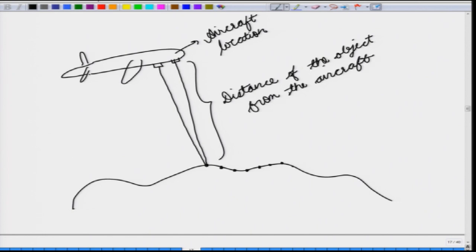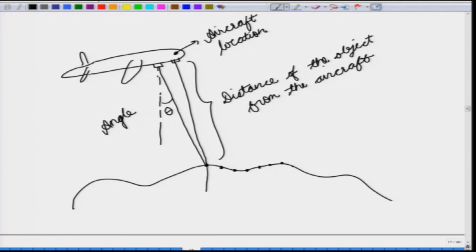And third, you need to find out the angle. So, if this is say the vertical, then what is this angle? So, you need to find out the angle. So, if you know the position of the aircraft, if you know how much time does it take for the laser beam to go to the object and come back, with this time you can figure out the distance, and if you know the angle at which this laser was shot, in that case you will be able to determine the location of this point.